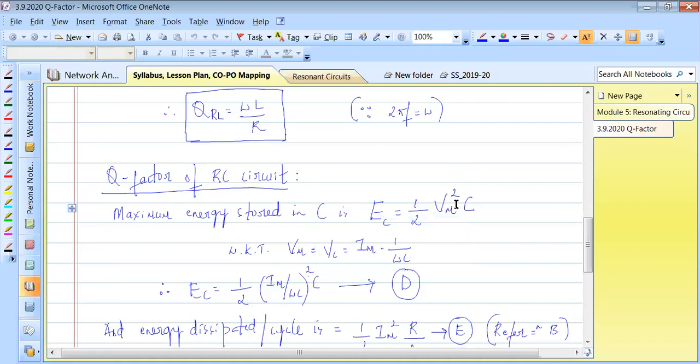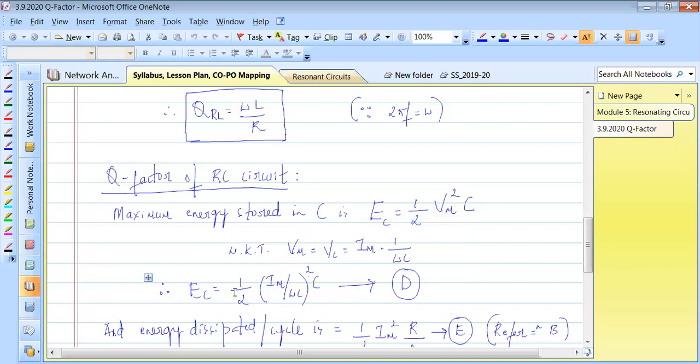What is R here? It's the reactance of the capacitor. Reactance of the capacitor is 1 by omega C. So current into reactance. That's why I can give my maximum voltage equal to the current into the reactance of the capacitor. So if we substitute this voltage in terms of current here, we will be getting equation number D.